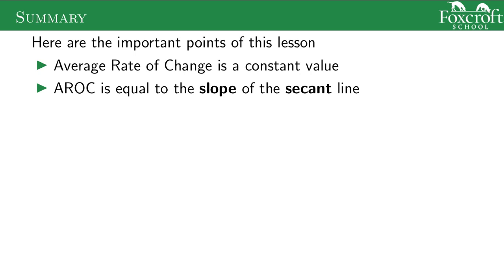Average rate of change is a constant value, just how much I would have to change on average to get to that endpoint. And the average rate of change is equal to the slope of the secant line. Slope we know is that rise over run stuff. And secant line means you're connecting two points.